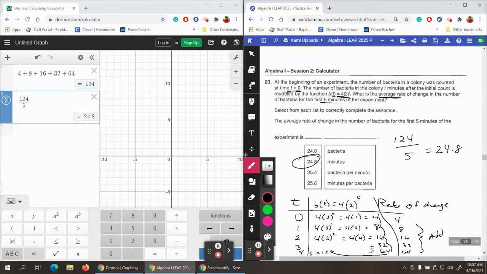The average rate of change is the number of bacteria for the first 5 minutes, right? So it's bacteria per minute. So it's this one.